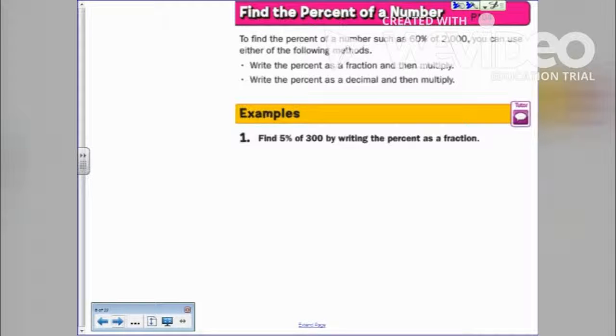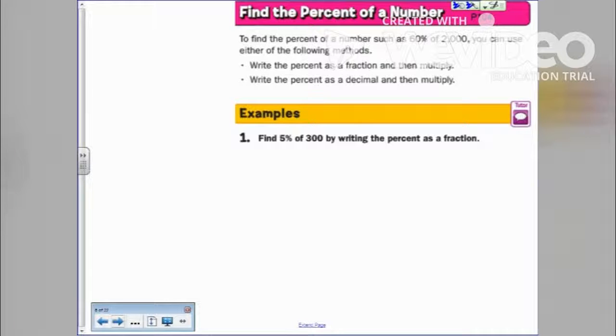All right, finding percent of a number. To find the percent of a number such as 60% of 2,000, you can use either of the following methods. Write the percent as a fraction, then multiply, or write the percent as a decimal, then multiply. Let's take a look at example number 1 on page 104.